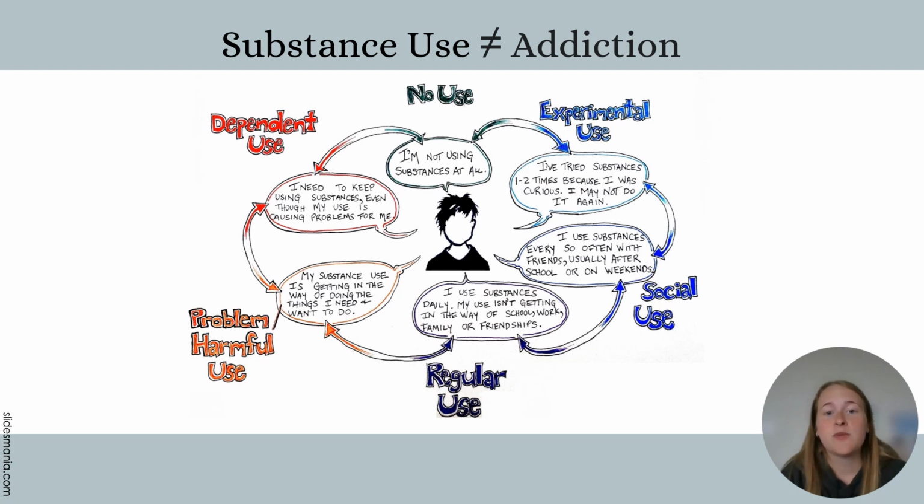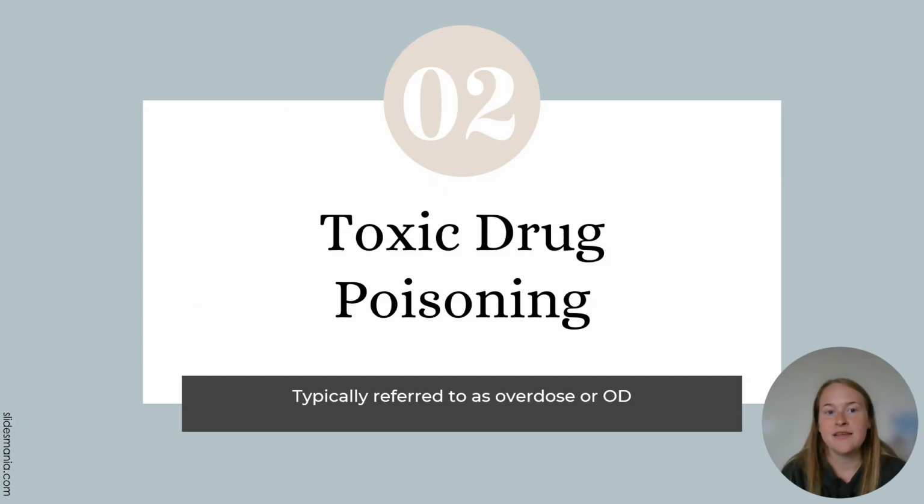In fact, problematic use is rare, and people's relationship with substances can change over their lifetime and in response to life circumstances, just like people's relationships with other behaviors, such as exercise. Anyone who uses substances, regardless of where they fall on this spectrum, is at risk of experiencing toxic drug poisoning. Now we will be moving to learning a bit more about toxic drug poisoning, which is typically referred to as overdose or OD.